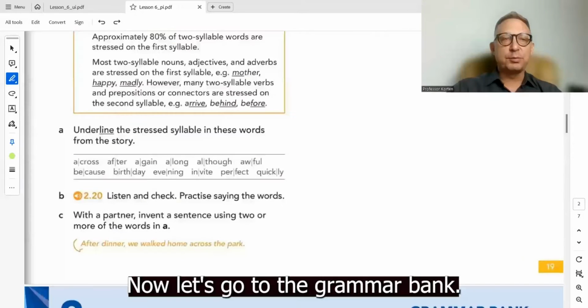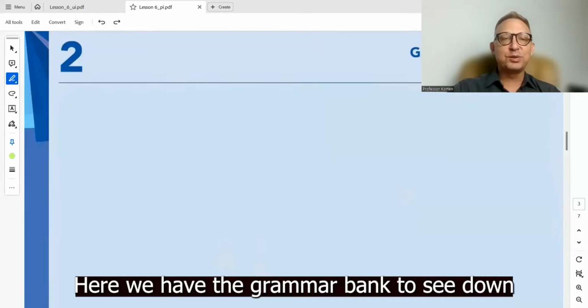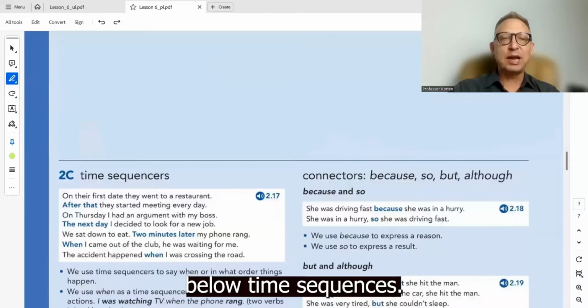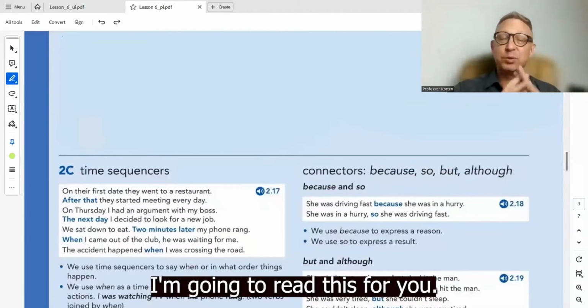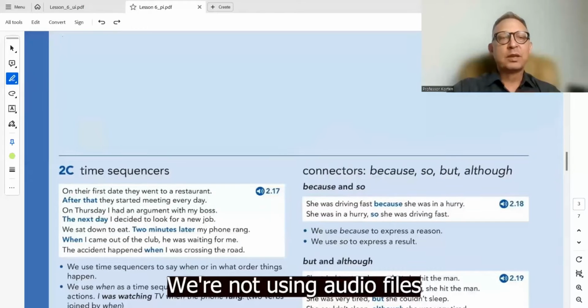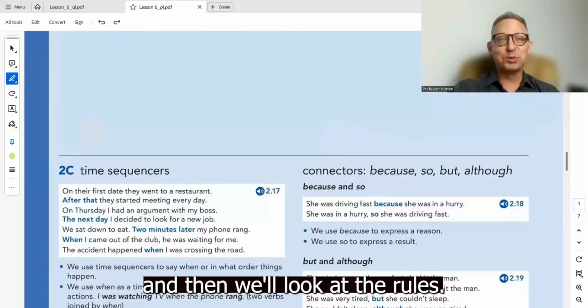Now, let's go to the grammar bank. Here we have the grammar bank 2C down below, time sequencers. I'm going to read this for you. We're not using audio files. And then we'll look at the rules.